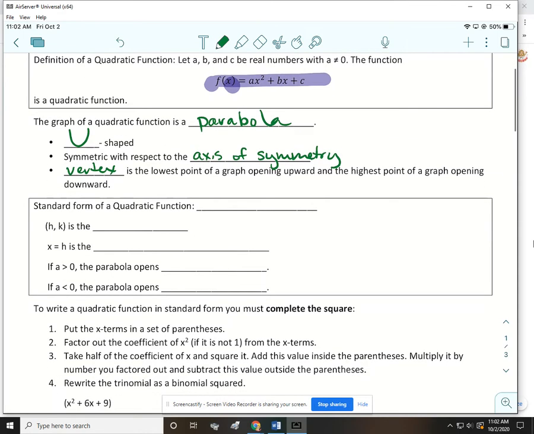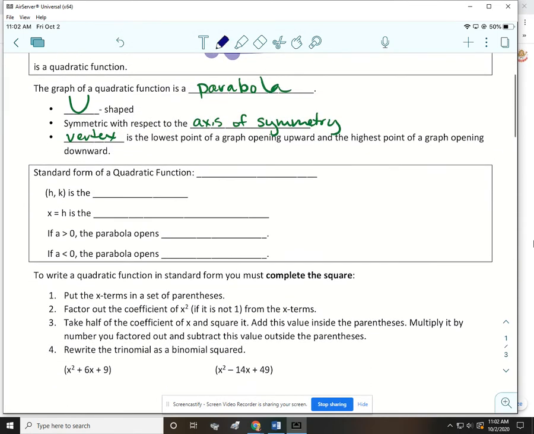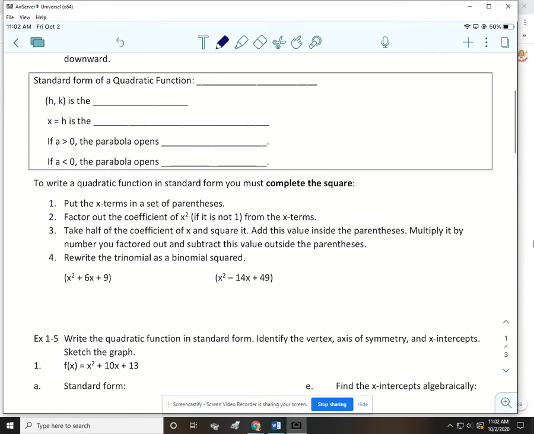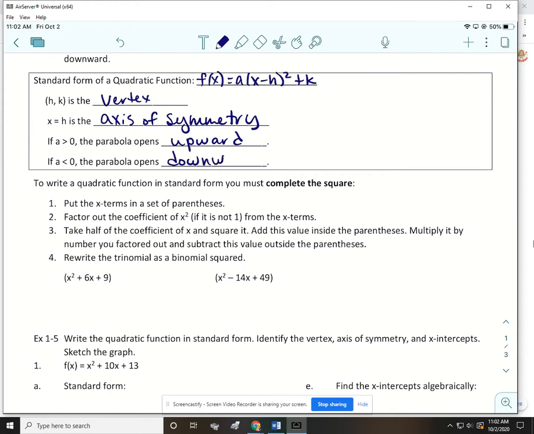And then today we're going to focus on writing the quadratic functions in what's called standard form, where you can just look at them and tell the vertex. So this is standard form. I think in Algebra 2 they call it vertex form, but (h, k) is the vertex. x equals h is the axis of symmetry. The parabola will open upward if a is positive and downward if a is negative.